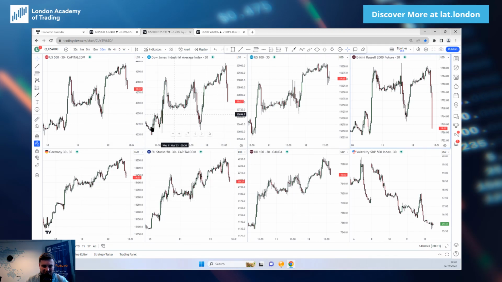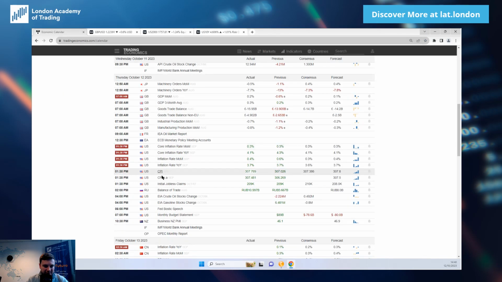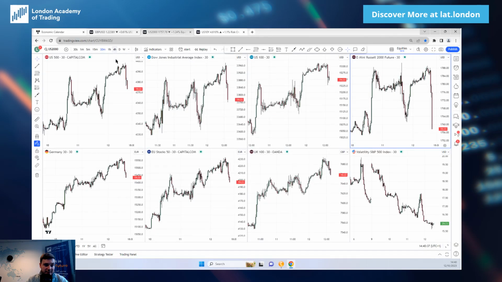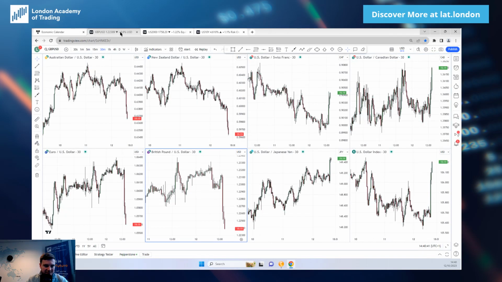So, is this a sustainable move lower? I'm not really too sure. Heading into it, you'd have to imagine markets were positioned for a lower print. That's not exactly what we got, slightly higher than anticipated, which is why equity markets are selling off, and the dollar is bid post CPI. Is this a long lasting move? Does this continue to go?